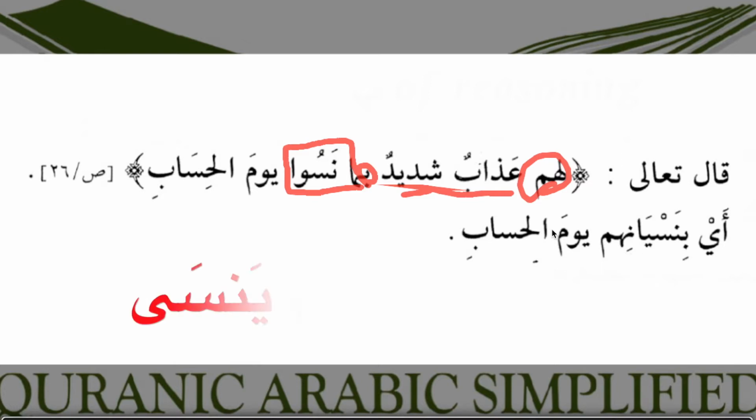It comes from nasiya, yansa. So nisyanihim, nisyanun is your masdar. So if you want to say their forgetting of theirs, or they used to forget, you say nisyanihim. So instead of nisyanihim, you say ma nasu, because you used to forget. What they used to forget is yawm al hisab. This yawma is your zarf.